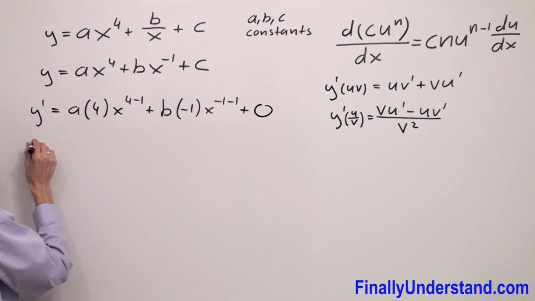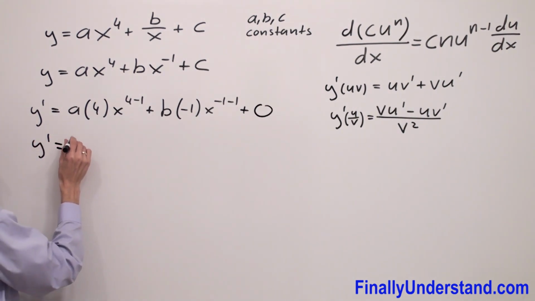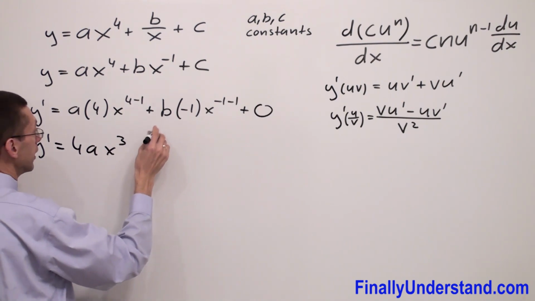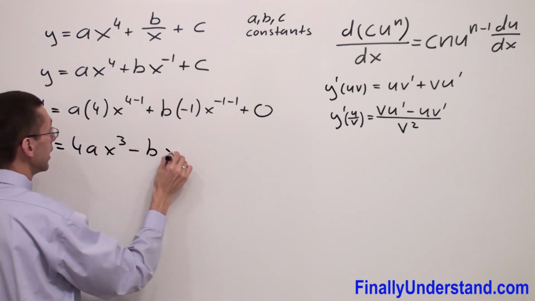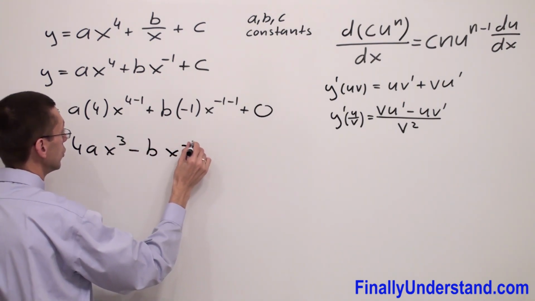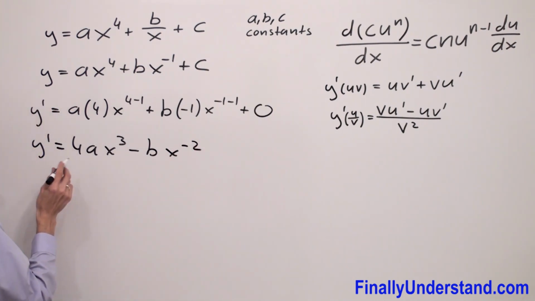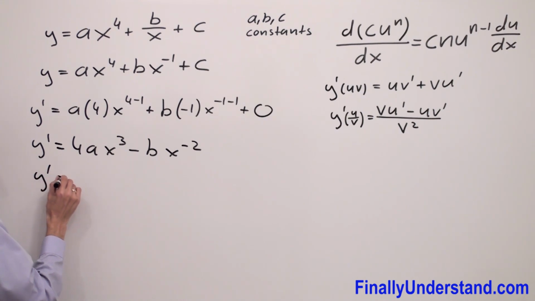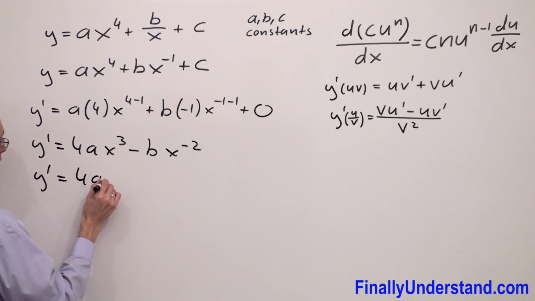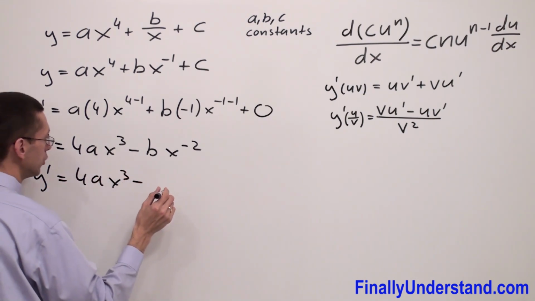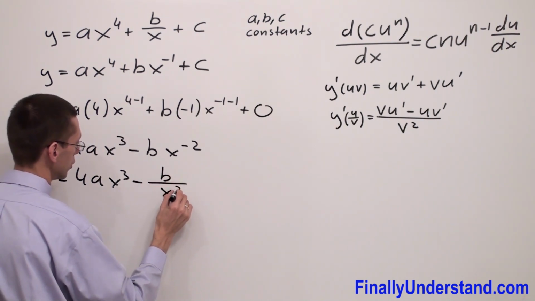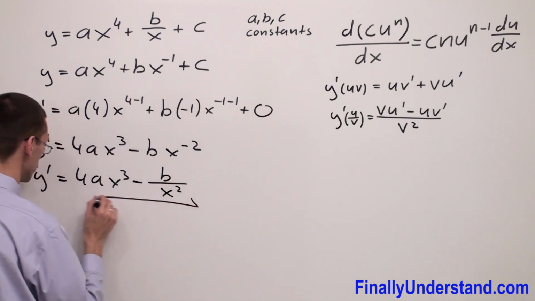So I have y prime equals 4a x to the third, and I have minus b x to the negative 2. Okay, I'm going to convert the negative exponent to positive, so I have y prime equals 4a x cubed minus b over x squared, and this is my answer to this problem.